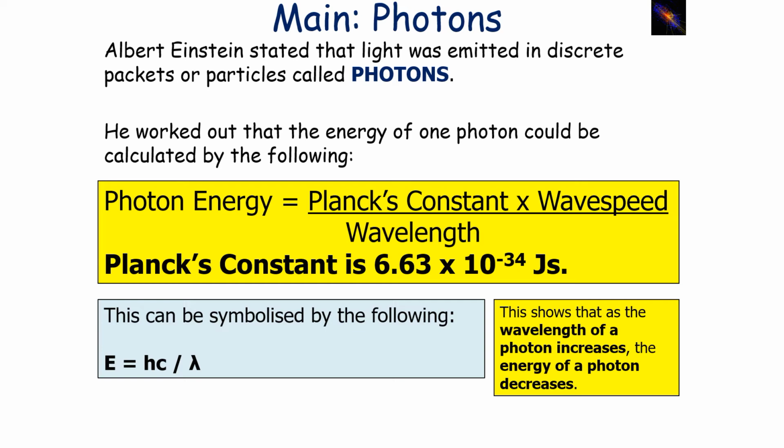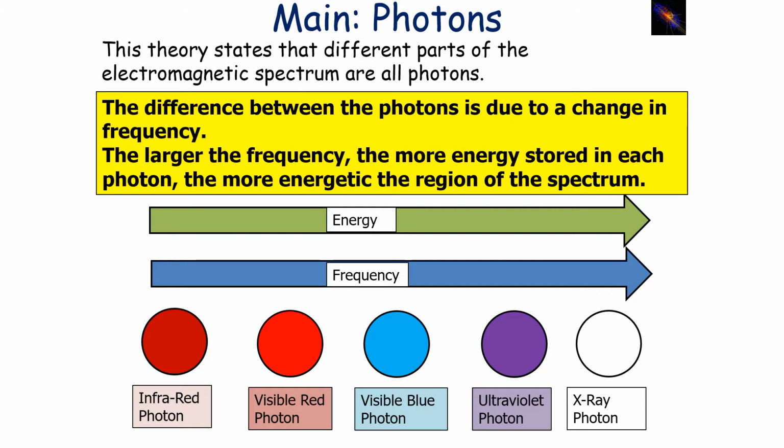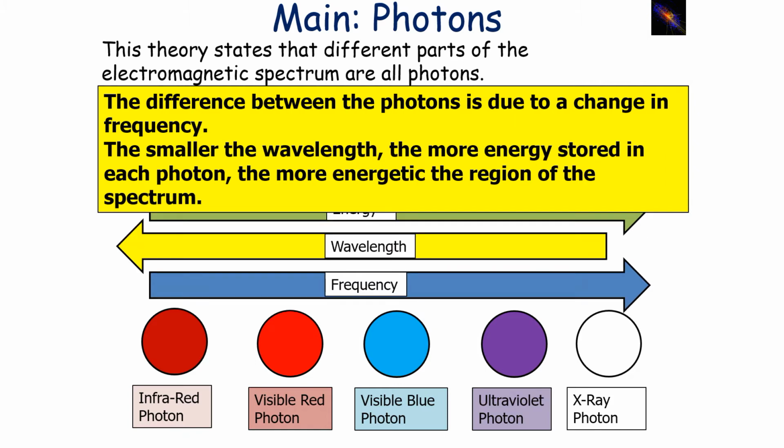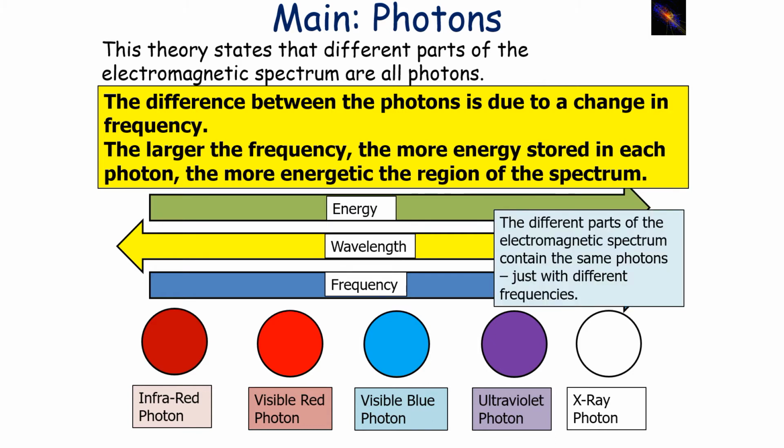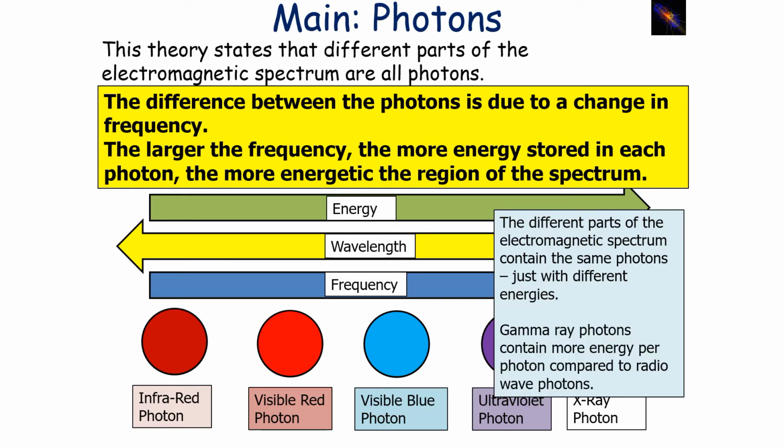This equation does indicate to us that as the wavelength of a photon increases, the energy of a photon decreases. This theory states that the different parts of the electromagnetic spectrum are actually all different types of photons. The larger the frequency of the photon, the more energy stored in the photon, the more energetic the region of the electromagnetic spectrum. So the smaller the wavelength, the more energy stored in the photon, the more energetic region of our spectrum, as you can see here. The different parts of the electromagnetic spectrum contain the same photons, just with different frequencies. So gamma ray photons contain more energy per photon compared to radio wave photons.